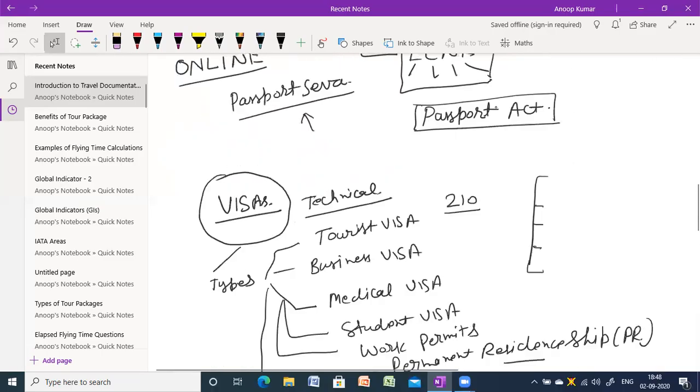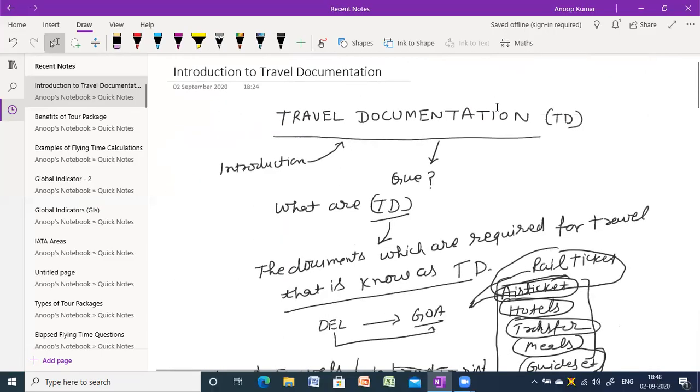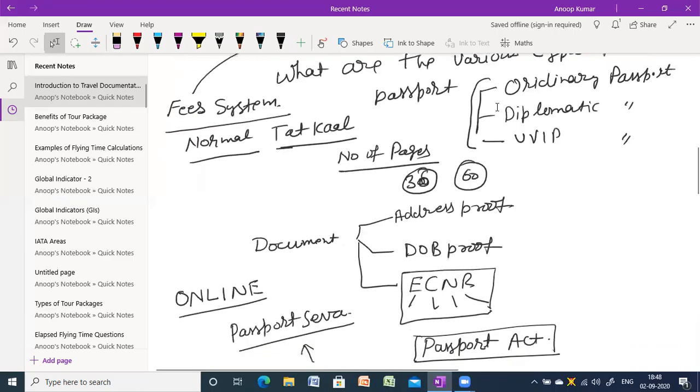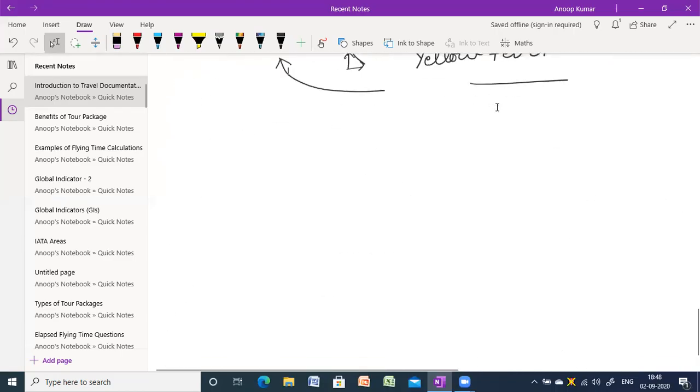So I have told you a brief about what we are going to study in this particular paper. We will take it one by one, all the subjects, and I will try my best that you can understand all these topics in a better manner.